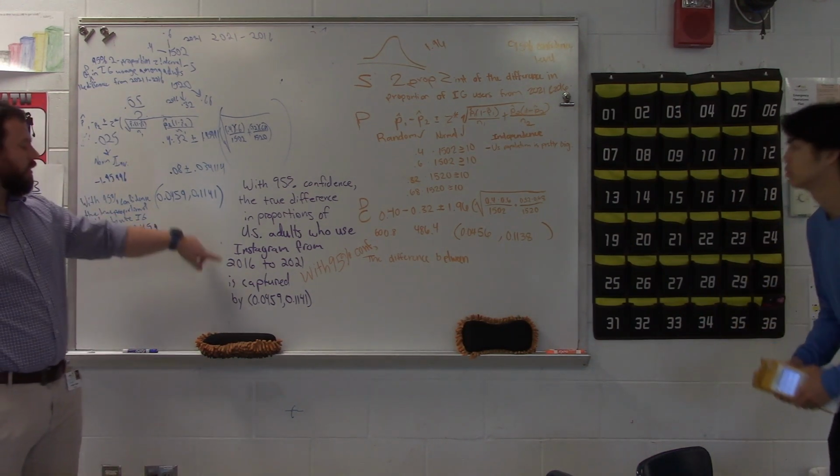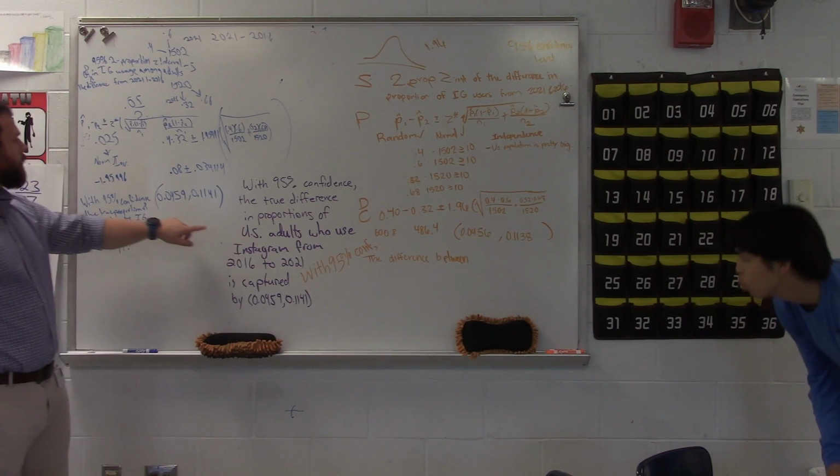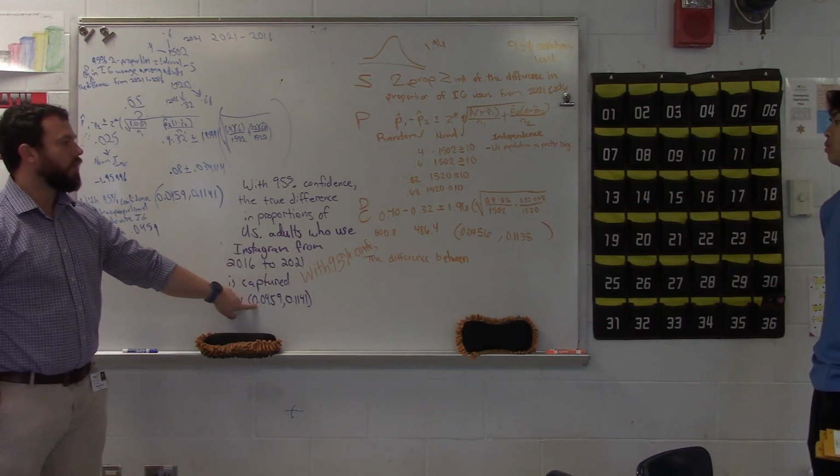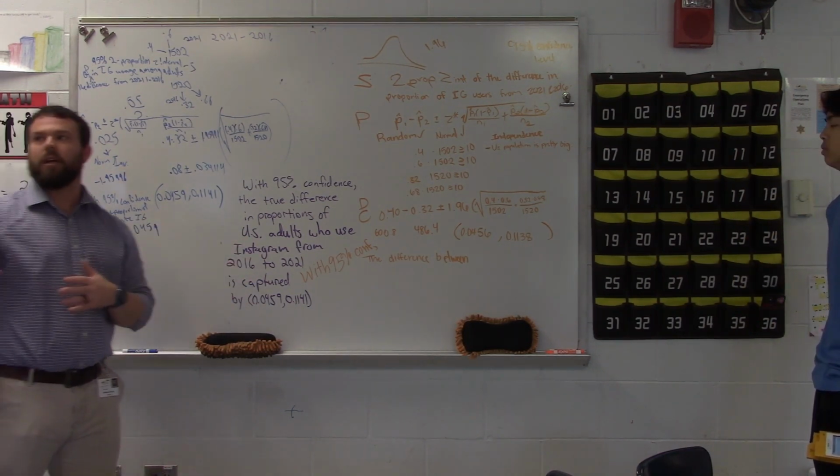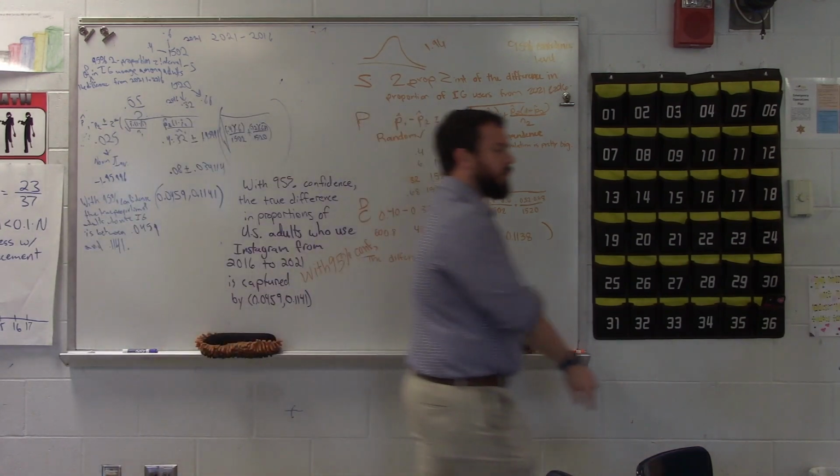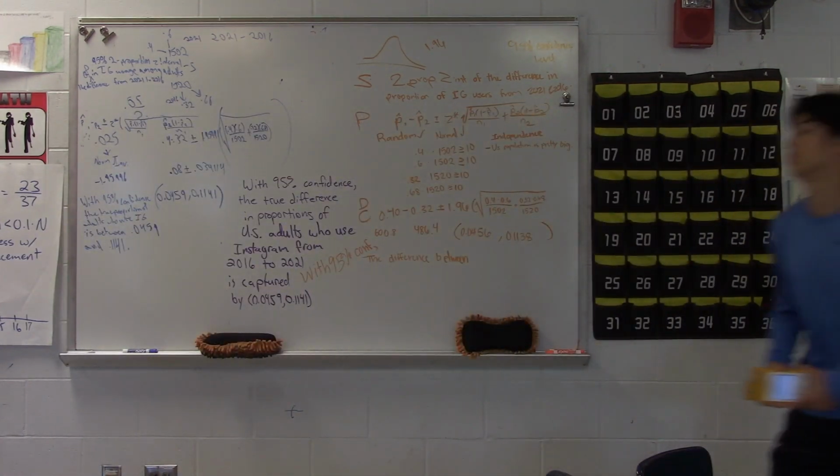And notice, even though I wrote it a little bit differently, I did the same thing that you did, 0.4 minus 0.32. That's how I got the positives. If it had been negatives, that just meant I flipped it, but it'd be the same idea.